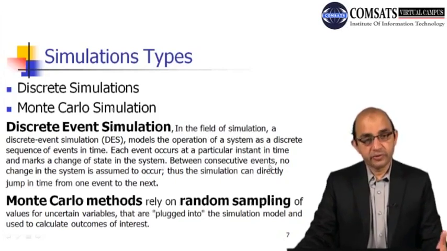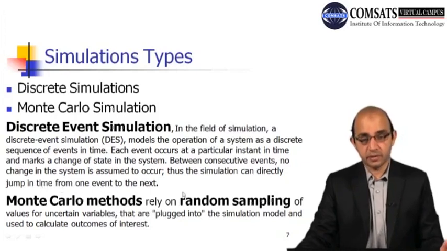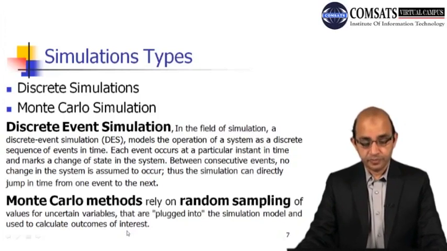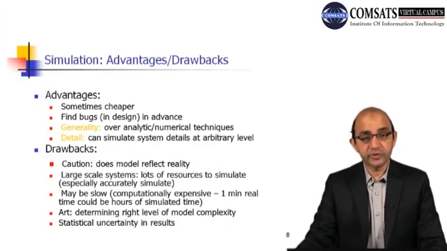Between consecutive events, so one packet arrives, then a second packet arrives, if the arrival of a packet is an event, no change in the system is assumed to occur, thus the simulation can directly jump in time from one event to the next, right? And then we have another simulation type, that is the Monte Carlo method. It actually relies on random sampling of values for uncertain variables that are plugged into the simulation model and used to calculate outcomes of interest, right? So we have two different types of simulation, discrete and Monte Carlo.